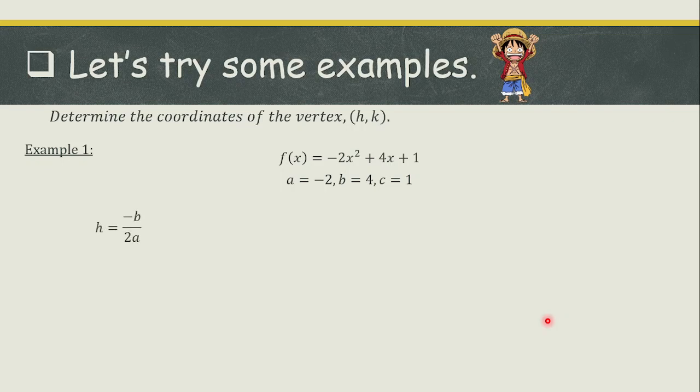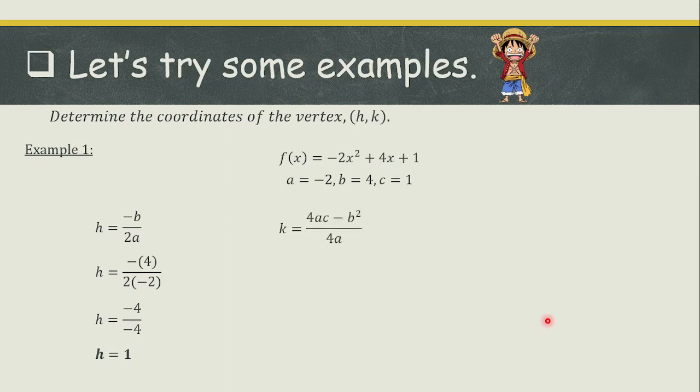Then, let's copy the formula which is given from the last slide. The formula for finding the value of h is h equals negative b over 2a. Substitute the value of b and a to the formula. So, h equals negative 4 divided by 2 times negative 2. So, 2 times negative 2, the answer is negative 4. So, negative 4 divided by negative 4, h equals 1.